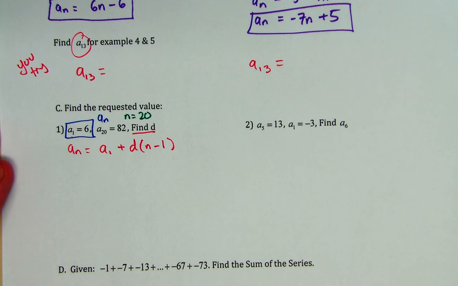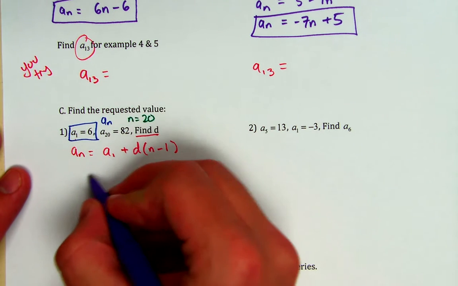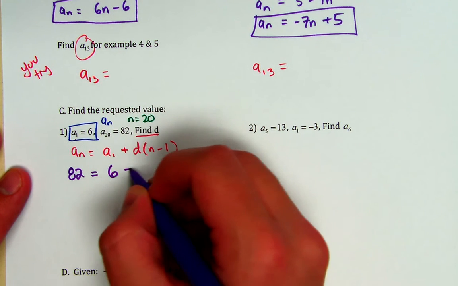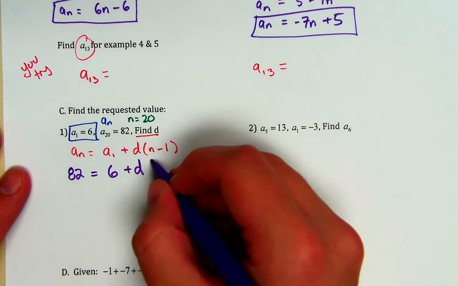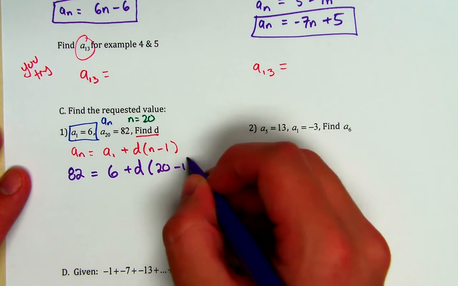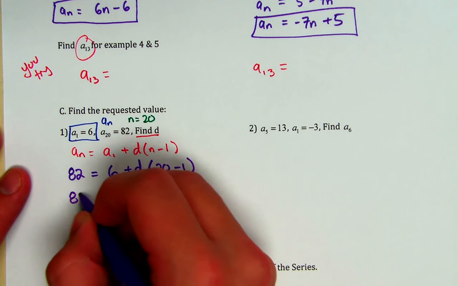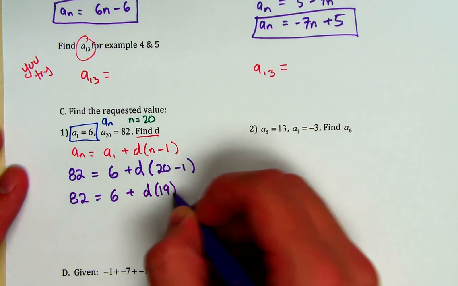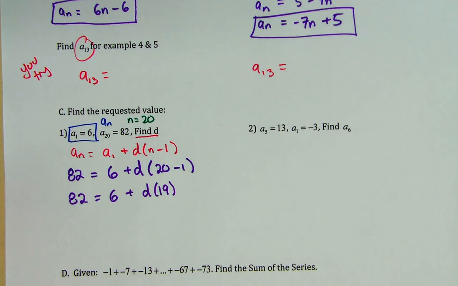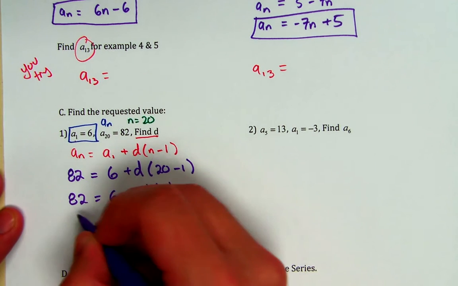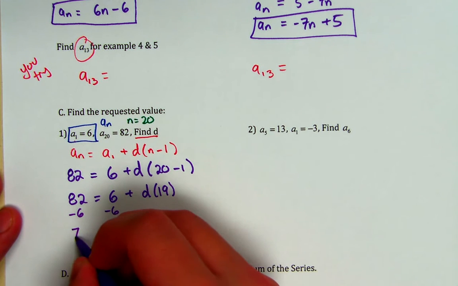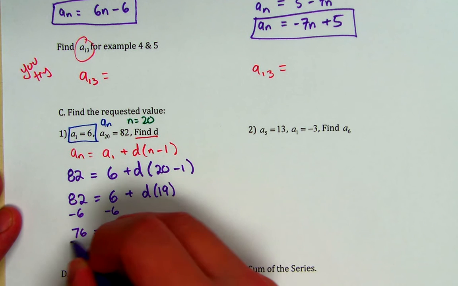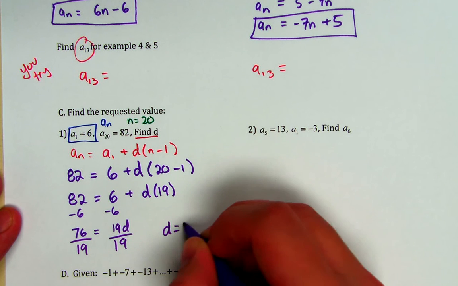So fill in your slots. We've got AN is 82, which equals 6. We want D, we don't know what it is, and N was 20, so 20 minus 1. So we got 82 equals 6 plus D times 19. And now, all I need to do is solve. So subtract 6, we get 76 equals 19D, divide by 19, divide by 19, D should equal 4.